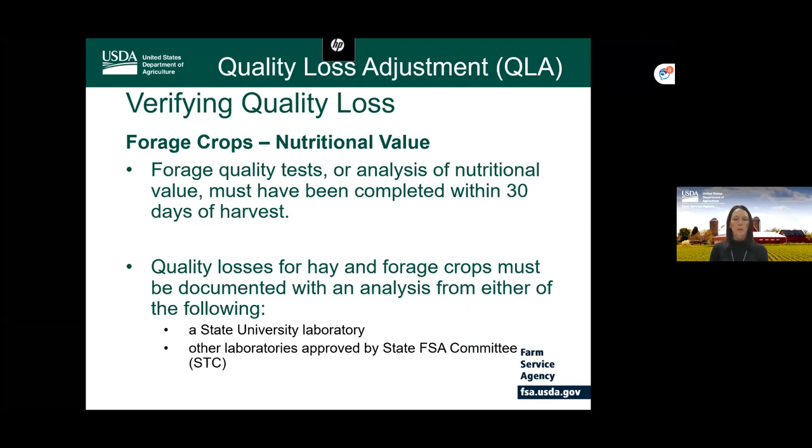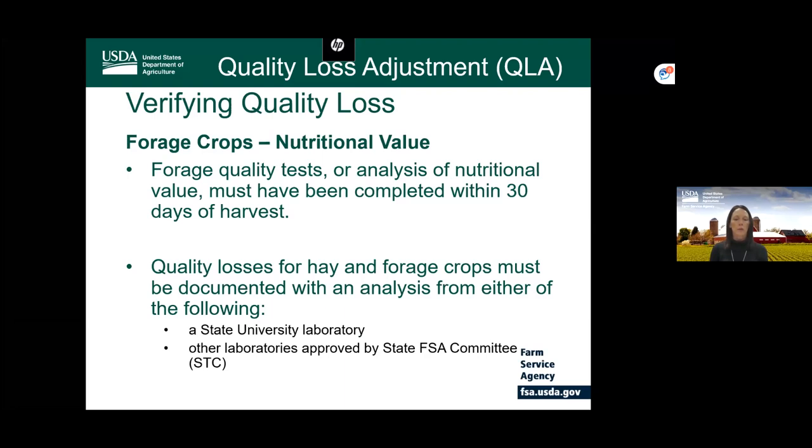For forage crops, we look at the nutritional value, and forage quality tests or analysis of nutritional value must have been completed within 30 days of harvest. Quality losses for hay and forage crops must be documented with an analysis from either a state university laboratory or other laboratories approved by the state FSA committee. NDSU does not do nutrient value tests.